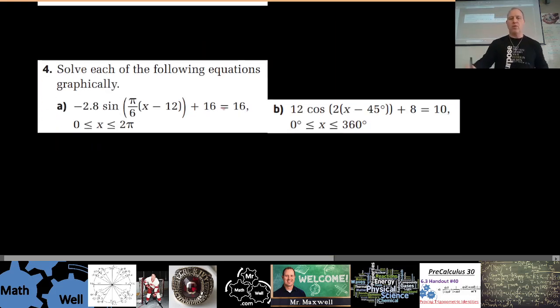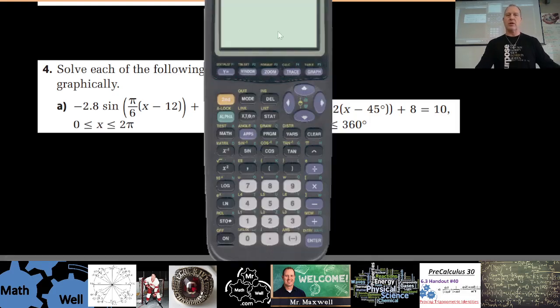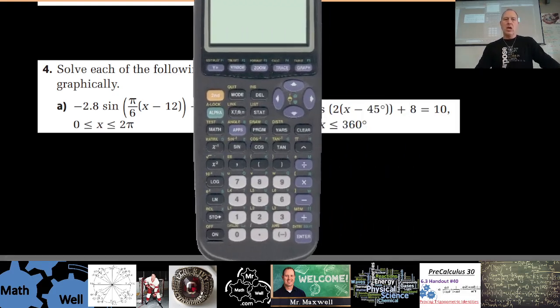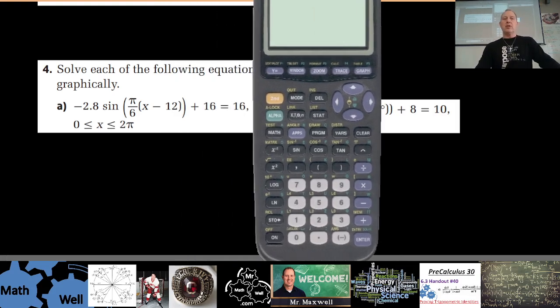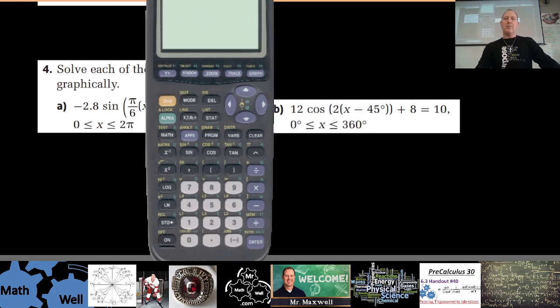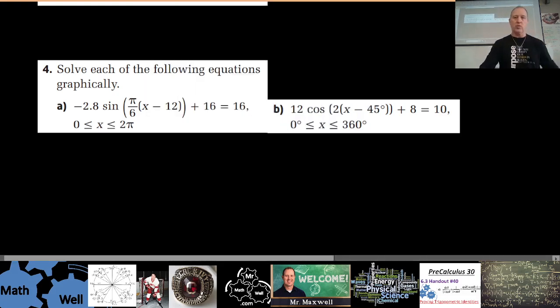Number 4 is where you're going to have to use your graphing technology. You guys have graphing calculators in front of you, so we're going to use the graphing calculator. I'll have mine on the screen here. Just a note before we start: I'm going to do 4A with you. There's 4B up there too, because I want you to notice the difference between the restricted domains here.